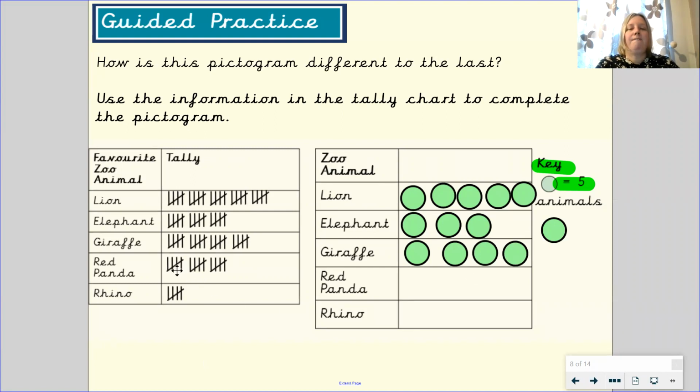Let's have a look at the red panda. Count with me. 5, 10, 15. So we need to represent this. Remember, a circle equals 5 animals. 5, 10, 15. And finally, let's look at a rhino. How many do I need? 5. I can represent that like that.